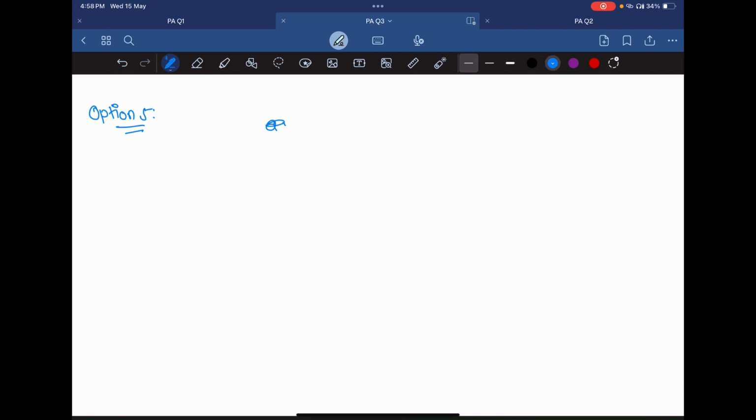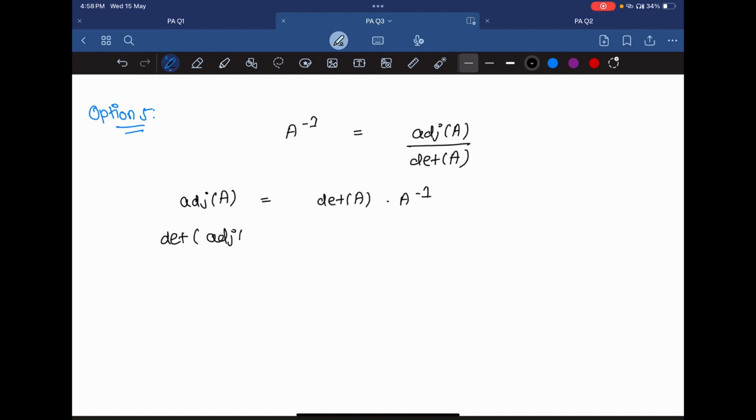So we have that A inverse is equal to adjoint of A divided by determinant of A. Now we can also write it as adjoint of A is equal to determinant of A times A inverse. If we take determinant both sides, then determinant of adjoint of A is equal to determinant of determinant of A times A inverse.